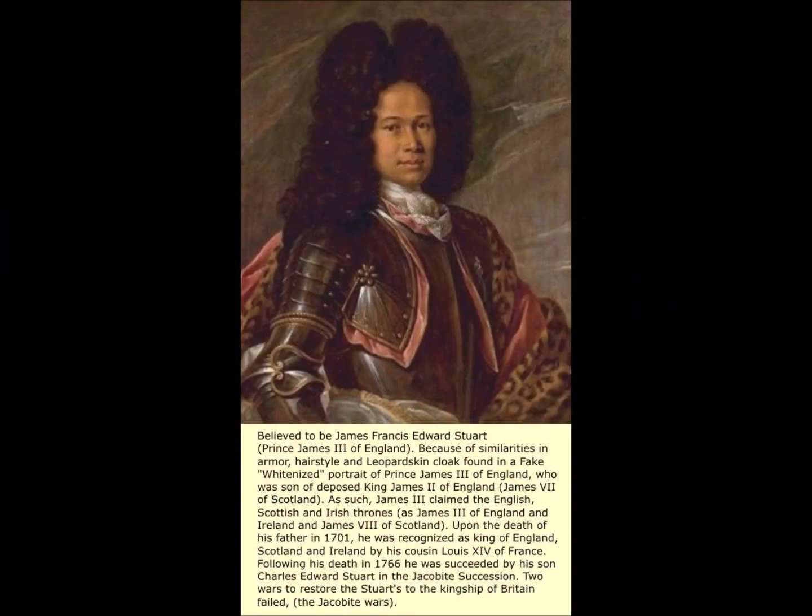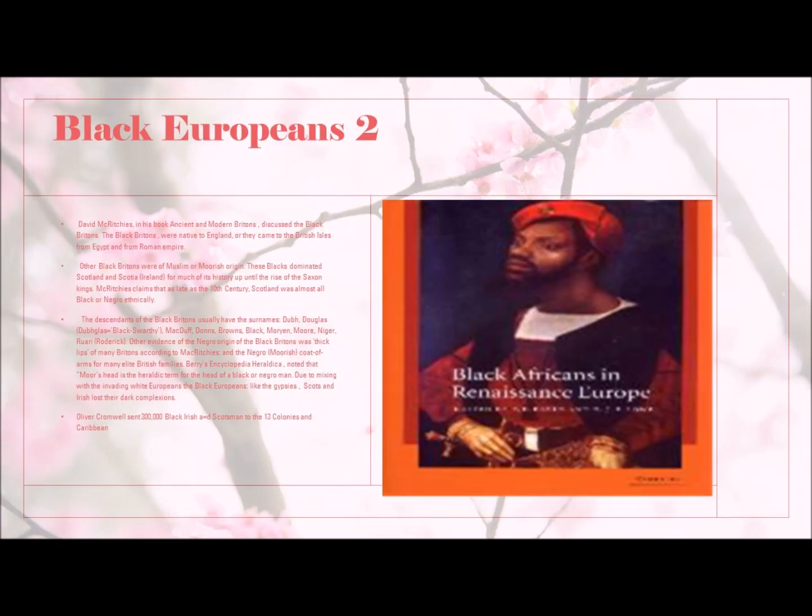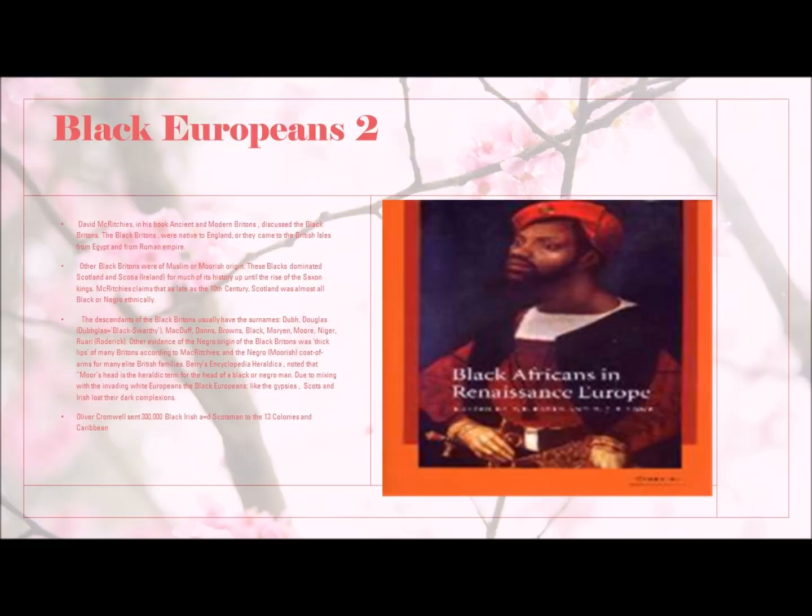David McRitchie, in his book Ancient and Modern Britons, discussed the Black Britons. The Black Britons were native to England, or they came to the British Isles from Egypt, Phoenicia, or maybe from the Roman Empire. They believe, in a sense, that the earliest people to live in Britain 22,000 years ago were black people. Yes, black people in Britain. Other black British were of Muslim and Moorish origin. These blacks dominated Scotland and Scotia, Ireland, for much of its history up until the rise of the Saxon kings.